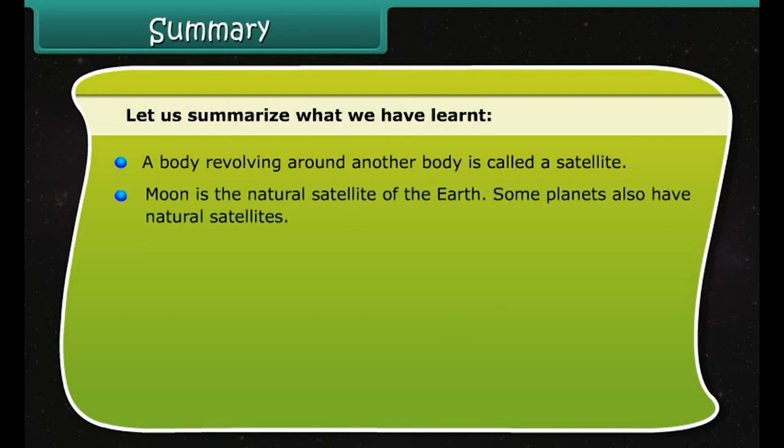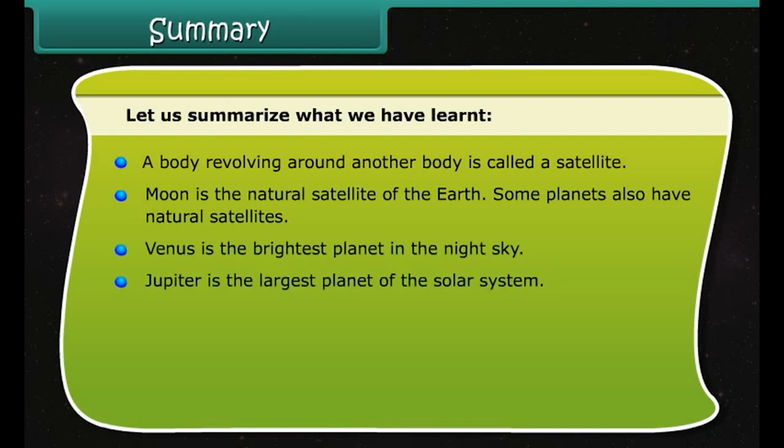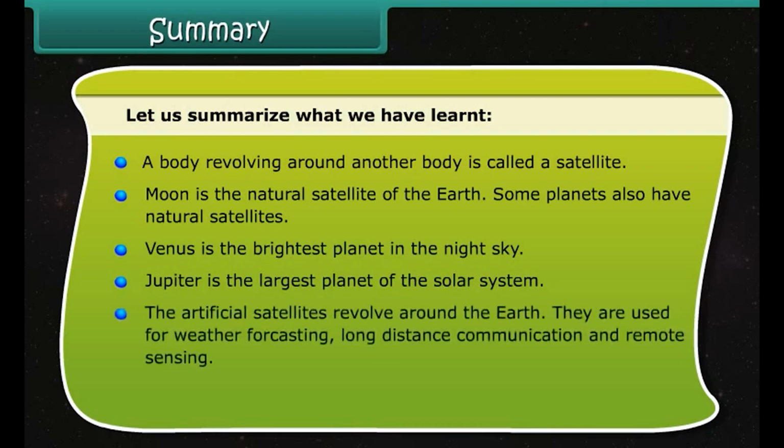Some planets also have natural satellites. Venus is the brightest planet in the night sky. Jupiter is the largest planet of the solar system. The artificial satellites revolve around the Earth. They are used for weather forecasting, long-distance communication, and remote sensing.